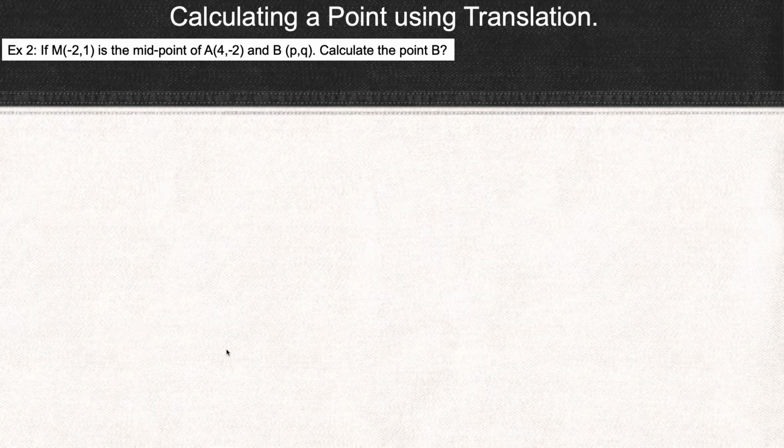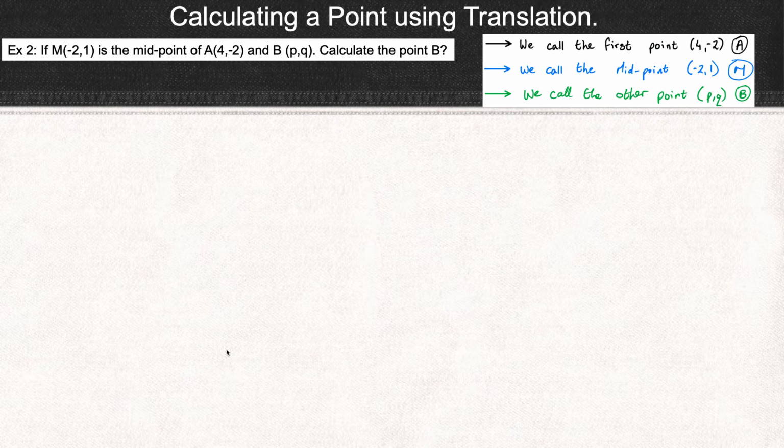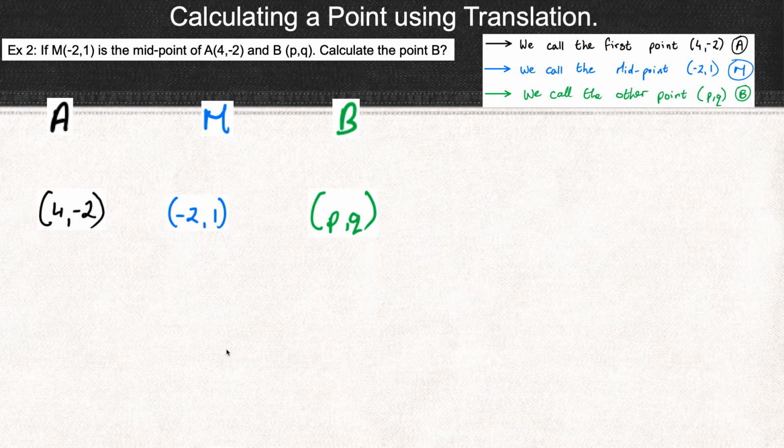So that's the problem we have now. They're telling us M is in the middle. They're telling us the first point, but they're not telling us what the second point is. So we know what the first point is, we know where the middle is, but we don't know where the end is. So that's what I've set up here. We call the first point 4, minus 2. We call the midpoint minus 2, 1. And we call the last point P, Q. Is that okay? With that in mind, there's A, there's our M, and there's our B. Anyone, any idea how we want to figure out what B is?